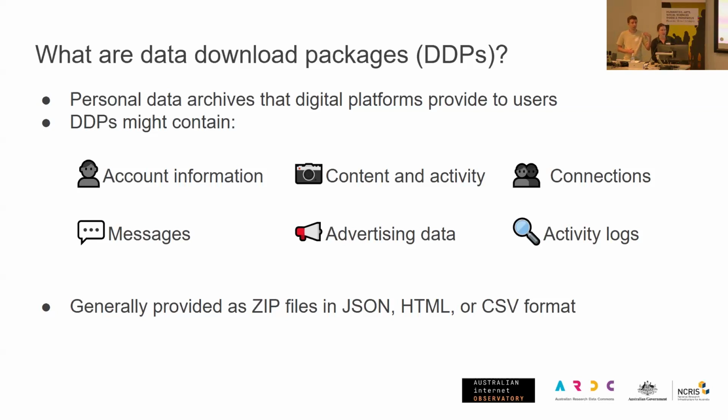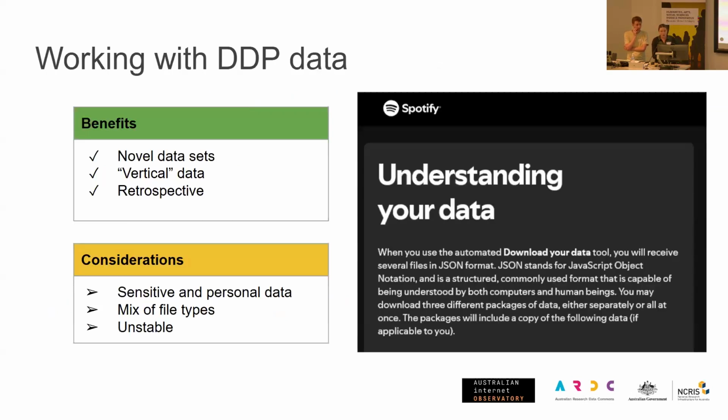So they get that email after making the request. You click the link and it's downloaded onto your computer. And inside that zip file is a mix of different kinds of file formats. This could be JSON, HTML files, CSV, but also many, many more kinds of multimedia formats like audio, video, and images.